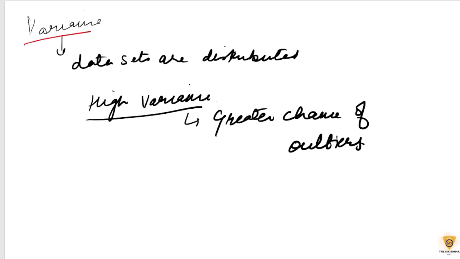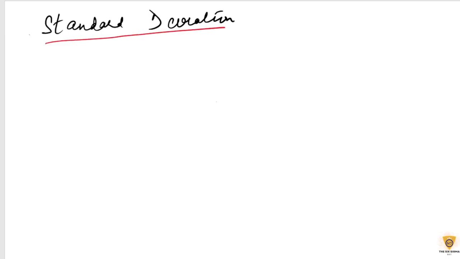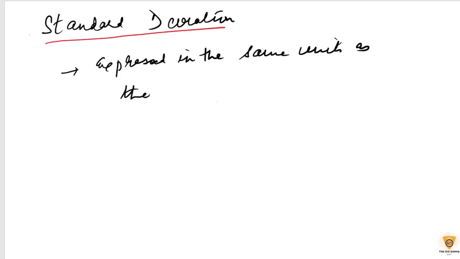So this is what variance is and the importance of variance. Now moving on to standard deviation. Now what is standard deviation? It's very closely related to variance. And the major thing to notice here is it is expressed in the same units as the data set.